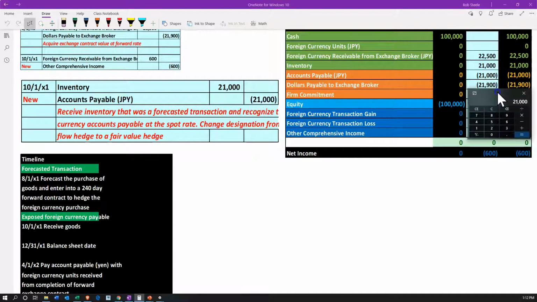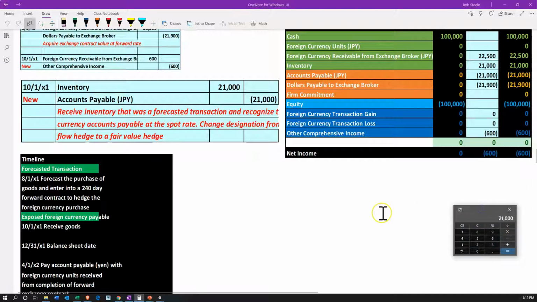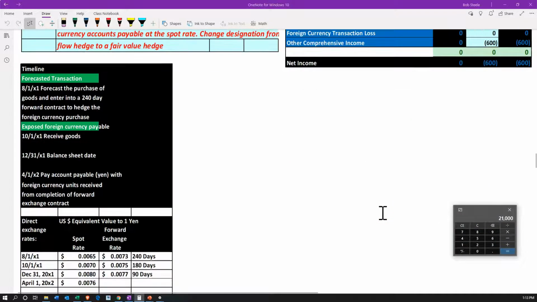There's the payable at the 21. This payable is really going to be paid in 3 million yen. Therefore, it will change as time passes, as the rates change. Okay, let's see what we have next.